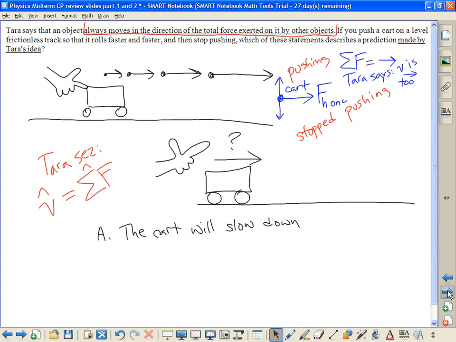Is that a prediction made by Tara's idea? No. Well, not my idea. No, by Tara's idea. Because Tara's idea says that won't stop, it'll just keep going in a straight line. It won't stop. The cart will always keep going at the same speed. Is that what Tara's idea says?